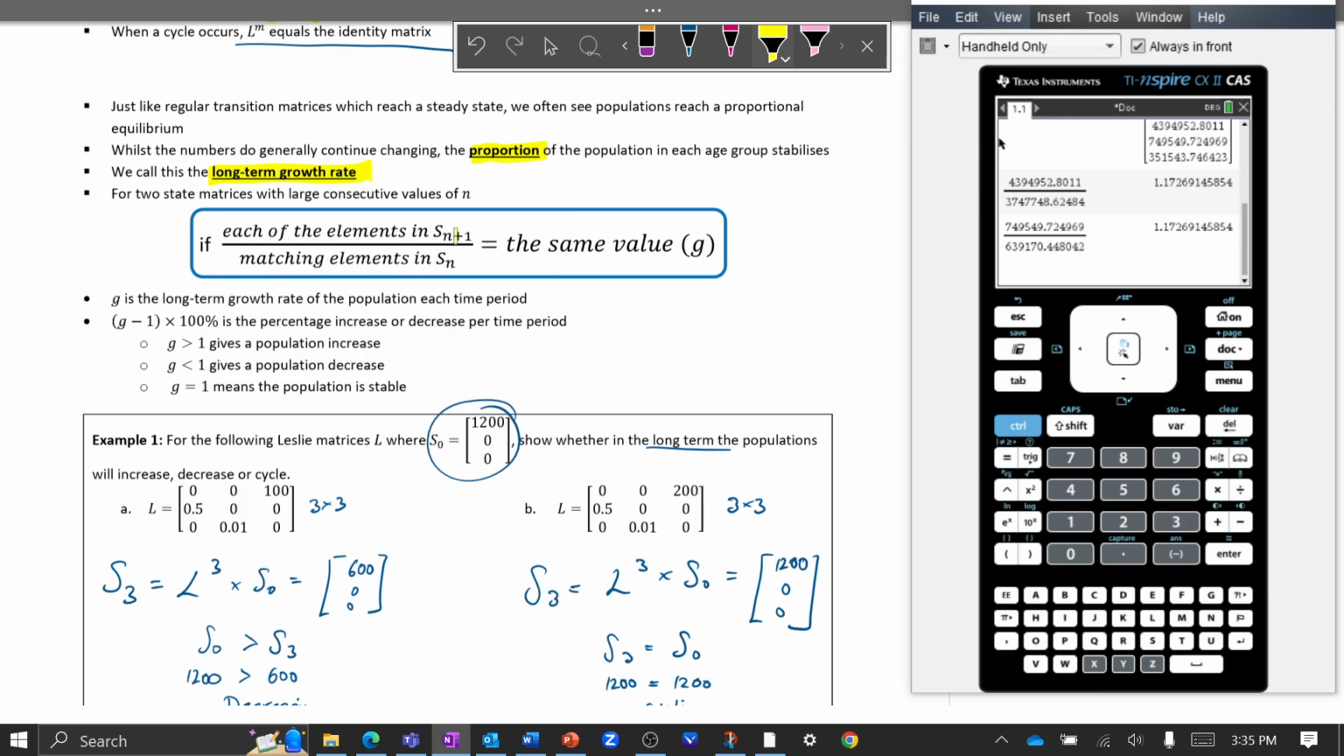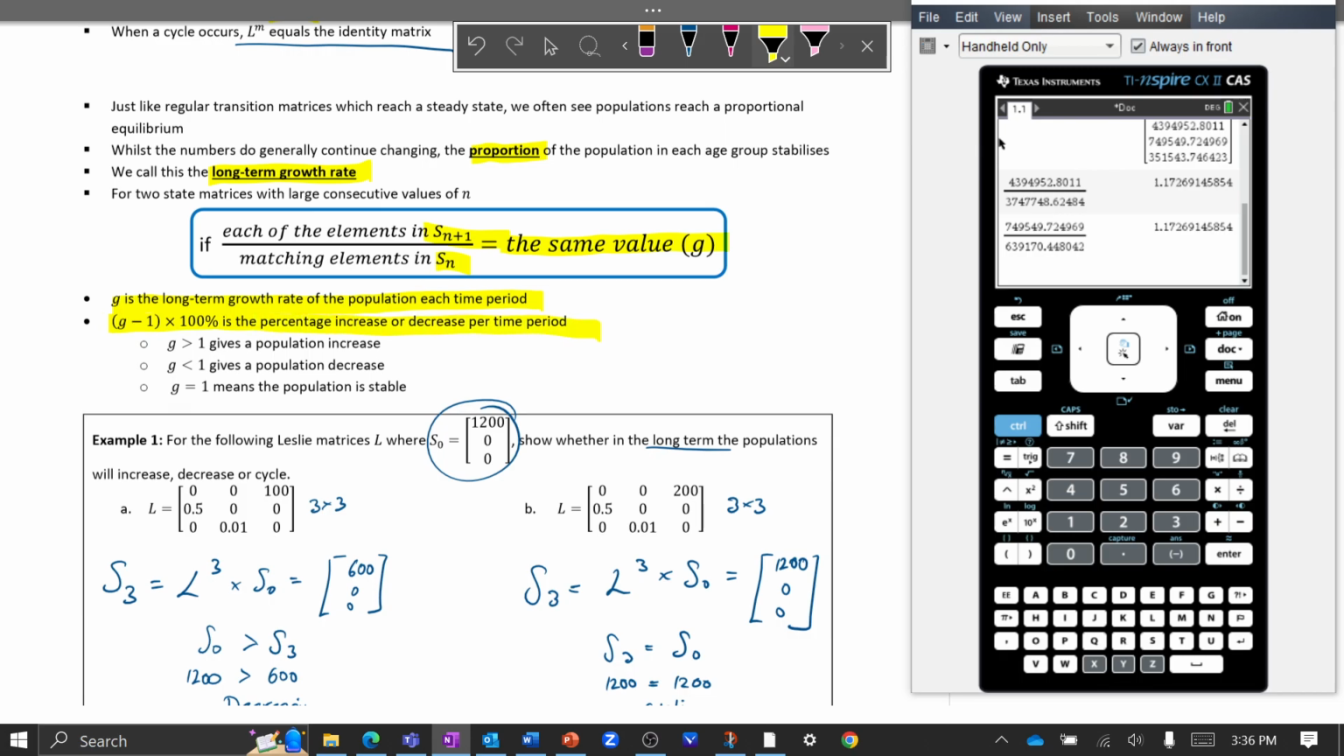So this is simply saying, we took an element from S of 51 and then we divided it by that same element in S of 50. And what you get out is the value G, and that is your long-term growth rate. G is the long-term growth rate of the population each time period. So with each time period that goes by, you're increasing by 17% in this example. This is how you interpret it.